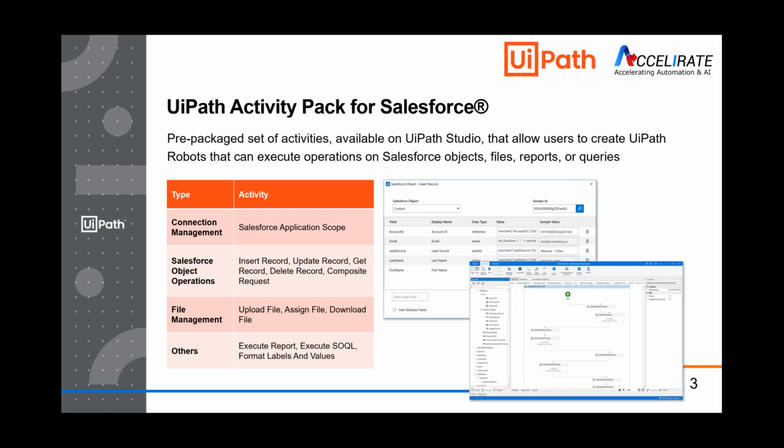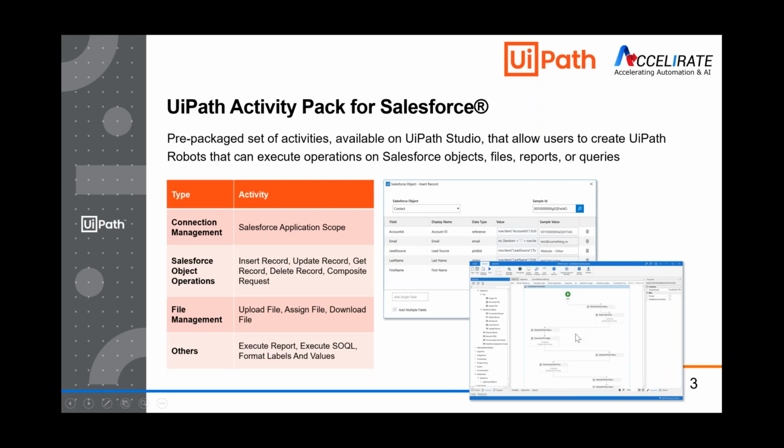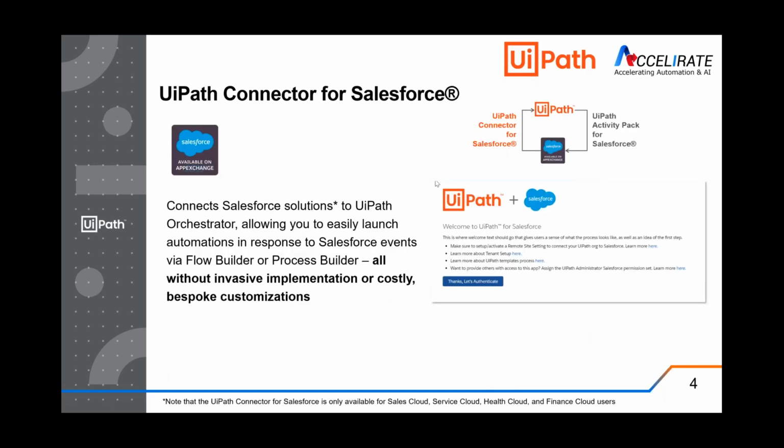So the main point here being, of course, that through the delivery of the UiPath Activity Pack for Salesforce, which is included in Studio out of the box at no extra cost, your RPA developers have access to these activities that they can drag and drop into their workflows and interact with Salesforce via native APIs with the robots. So how does it look on the other side?